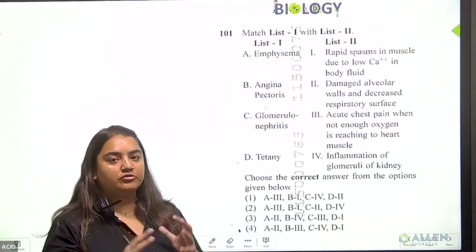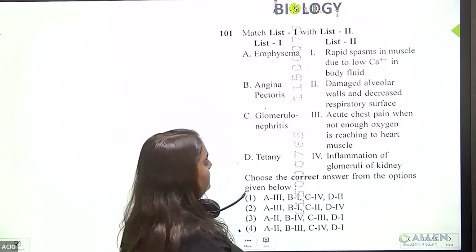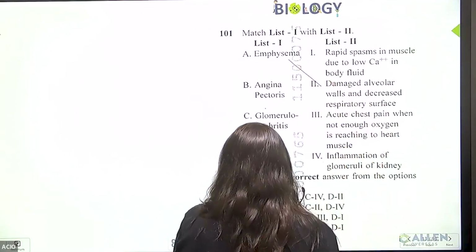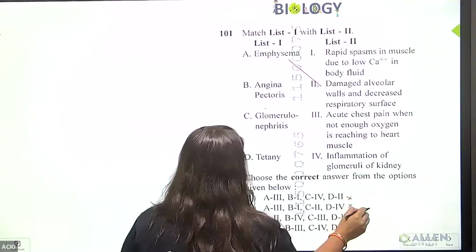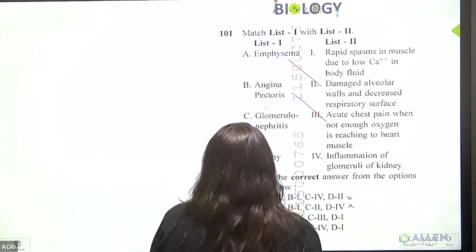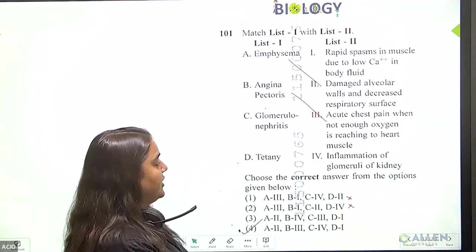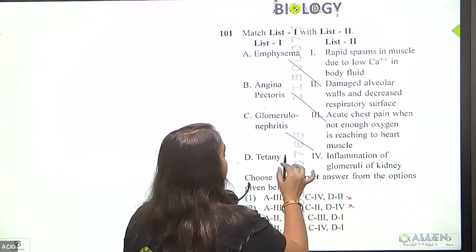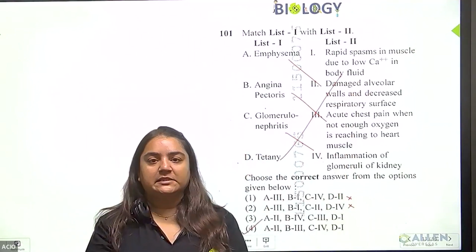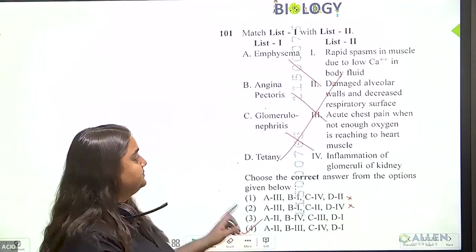Next, we move on to matching list 1 and 2, and this question belongs to a mixture of human physiology chapters. Emphysema is your breathing disorder, damaging alveolar walls. A goes with 2. What options? Okay, this is eliminated, this is eliminated. Angina pectoris is acute chest pain. B goes with 3. So the fourth will be our option. Glomerulonephritis is inflammation of glomeruli, and tetany is your low calcium levels in your blood, due to which muscle contraction is inhibited. So the fourth is the right answer.